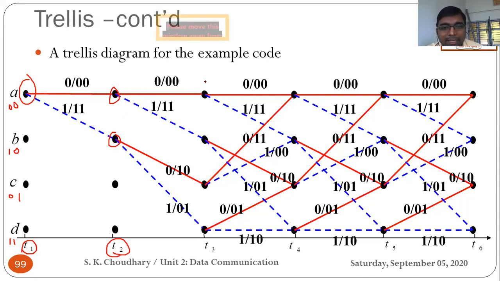So at time T3 you can see all the possible 4 states would be active. At time T1 only A is active, at time T2 only A and B, 2 states, are active, but at time T3 all possible 4 states are active. And these are the combinations obtained from the state diagram, or you can say the Trellis structure that I have shown before.